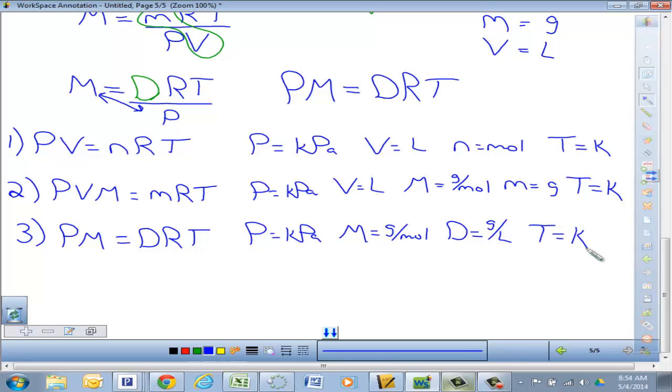Now again, I told you I'm driving everything towards kilopascals. If you're given atmospheres or millimeters of mercury, obviously that changes your pressure and that changes your R value. Notice I didn't do anything with R, because I told you I'm going to drive it towards 8.314.